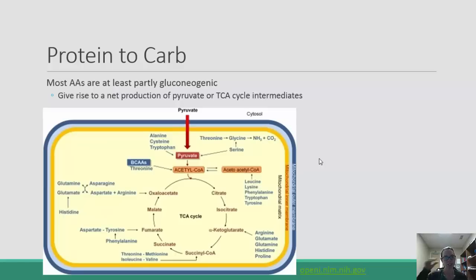Okay, so let's switch gears here and talk about the conversion of protein to carb. Now, we know from their lectures that most amino acids are partly gluconeogenic, which means that they give rise to a net production of pyruvate or TCA cycle intermediates, and that is demonstrated here. So we're very familiar with our conversion of pyruvate to alanine, and of course we know that pyruvate can then serve as a precursor for gluconeogenesis. And then we also have a number of amino acids that can enter as TCA cycle intermediates.